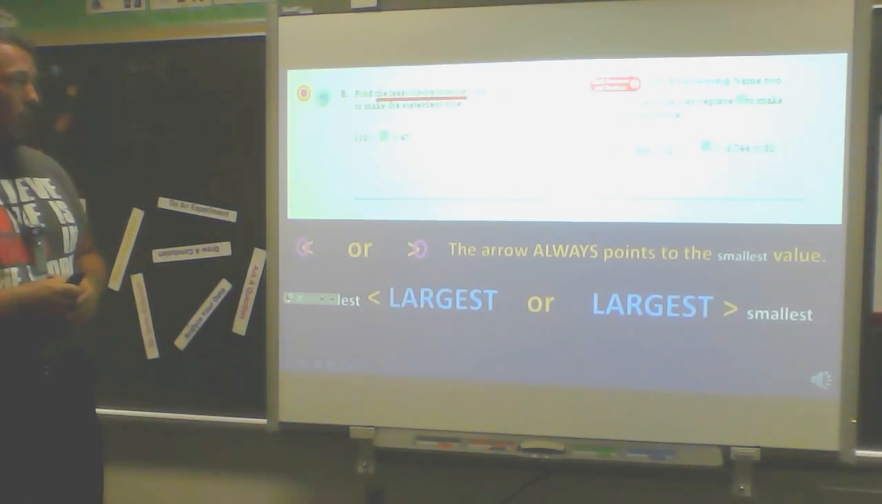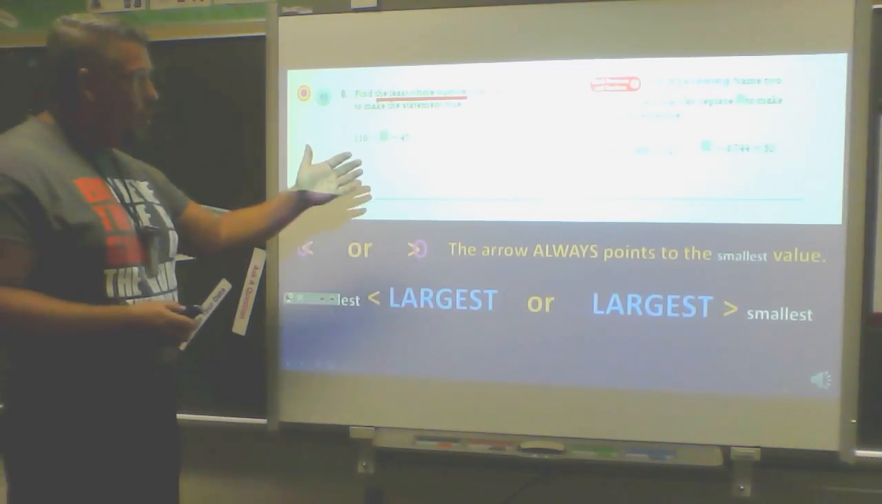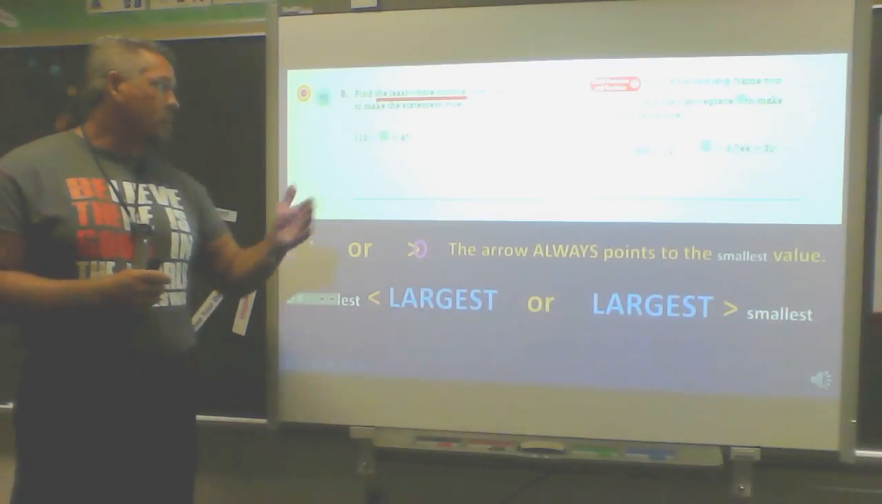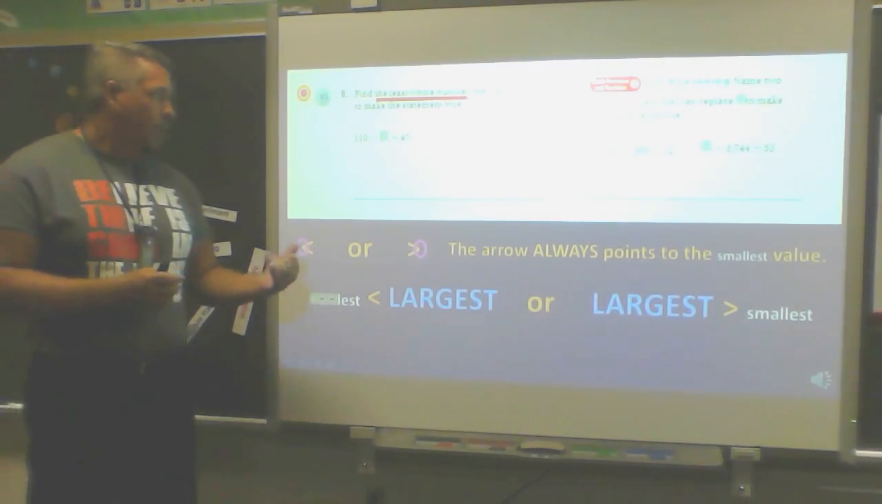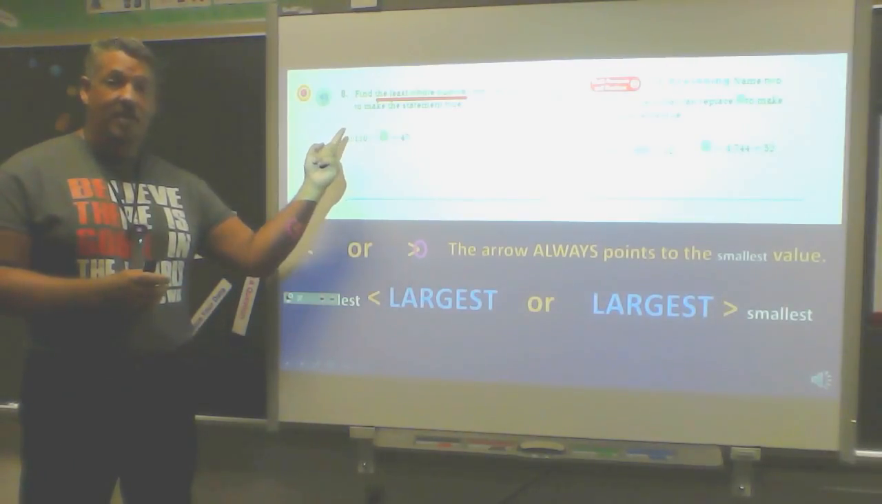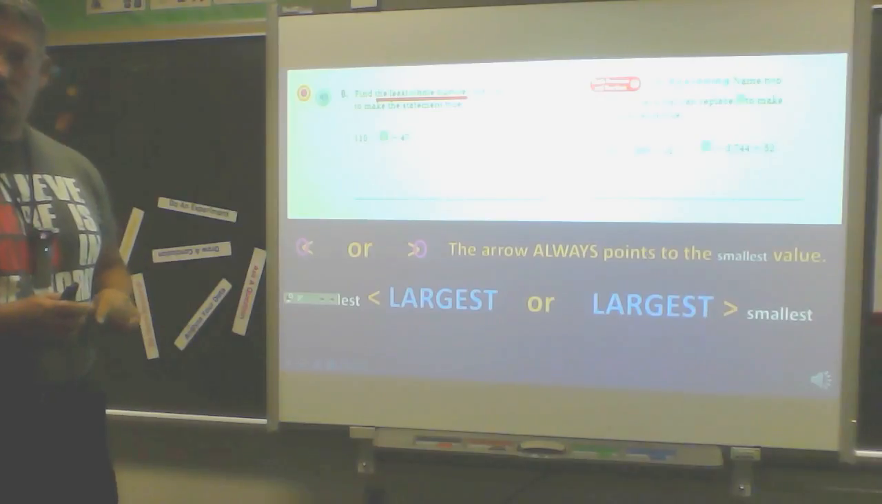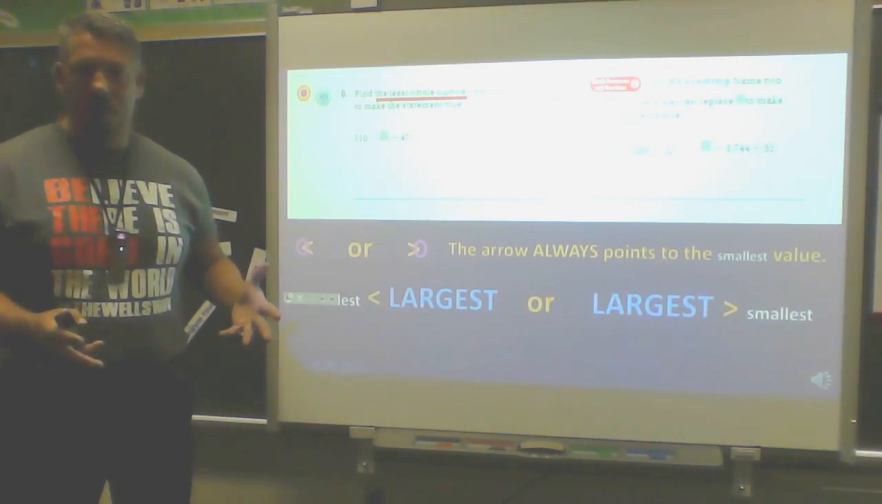So this one says I'm going to find the least whole number that can replace the gray box to make the statement true. So what is the statement saying? It's saying that 110 is less than, I know it's saying less than because the arrow is pointing to the 110, something divided by 47.